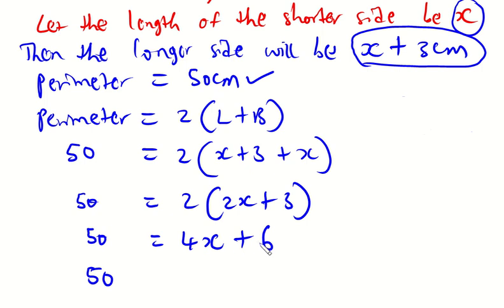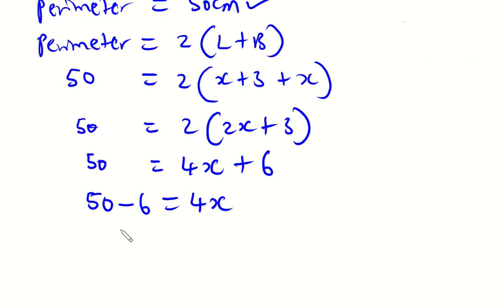Is that okay? So move 6 to the left hand side. That will be minus 6. You see what I'm doing now? I am collecting like terms. What's 50 minus 6? That would be 44, right? That would be 44. And that's equal to what? 4x. So I'm going to divide both sides by 4. If you do that, you get 44 over 4 is equal to x.